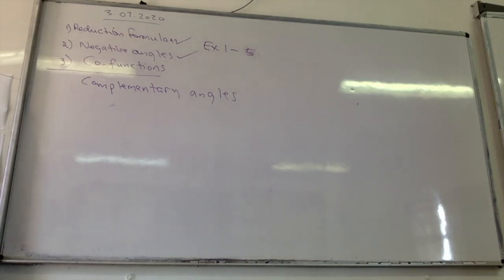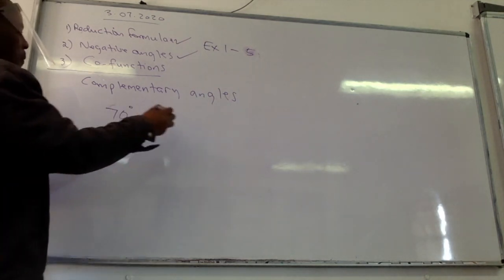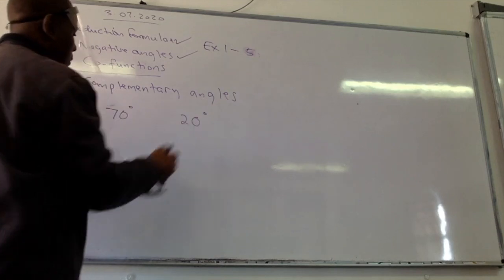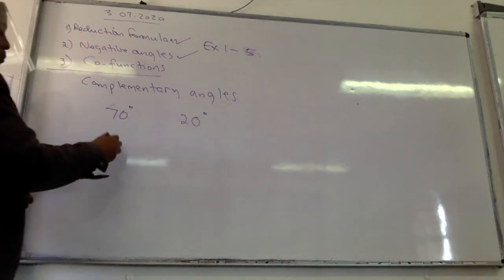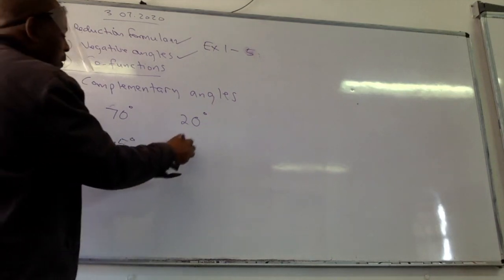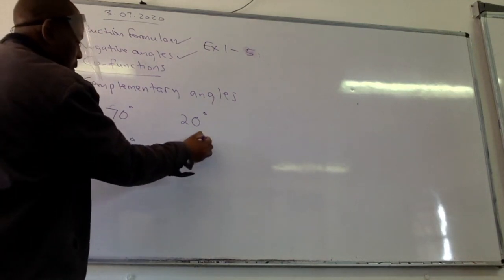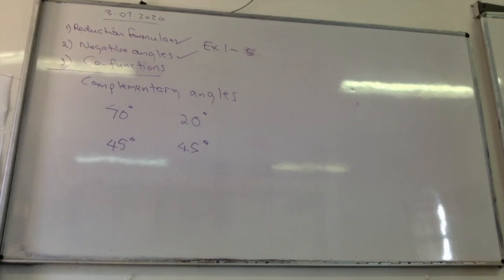Give me simple examples of 2 angles that are complementary to each other. I need one person to give me their one pair. Yes. 70 and 20. Sorry, which one? 70 and 20. All right, 70 degrees and 20 degrees. Okay, another pair, please. Yes. 45 degrees and 45 degrees. Yes, that is correct.